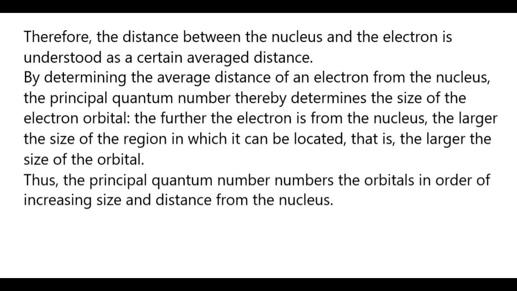By determining the average distance of an electron from the nucleus, the principal quantum number thereby determines the size of the electron orbital. The further the electron is from the nucleus, the larger the size of the region in which it can be located. That is, the larger the size of the orbital. Thus, the principal quantum number numbers the orbitals in order of increasing size and distance from the nucleus.